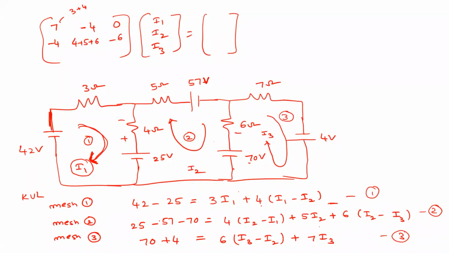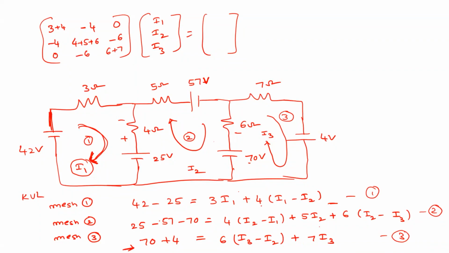Next we have 0, since there is no I1 term in this equation. What is the I2 term? Minus 6. And what is the I3 term? 6 plus 7, which is 13. Is it 6 plus 7? 13, sir. Right?